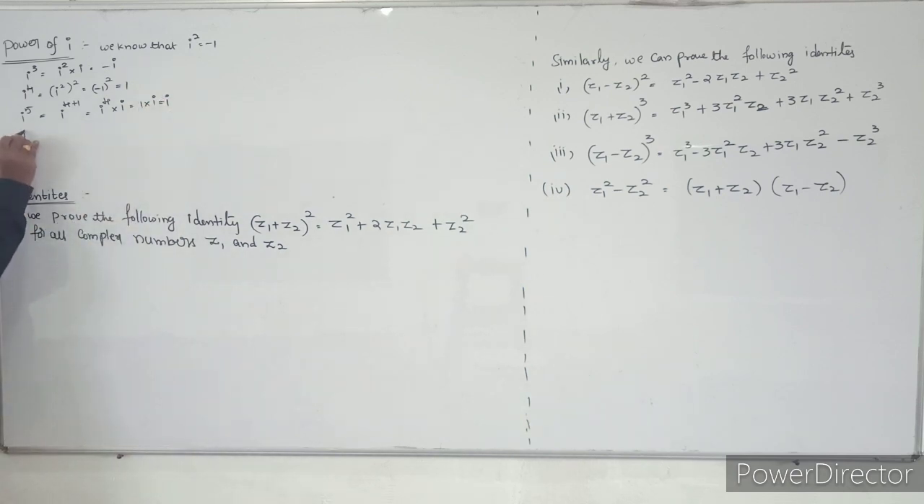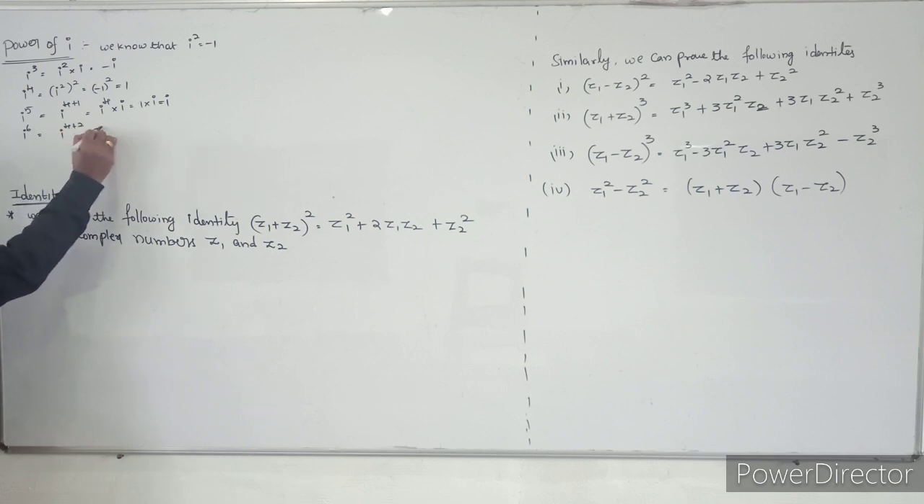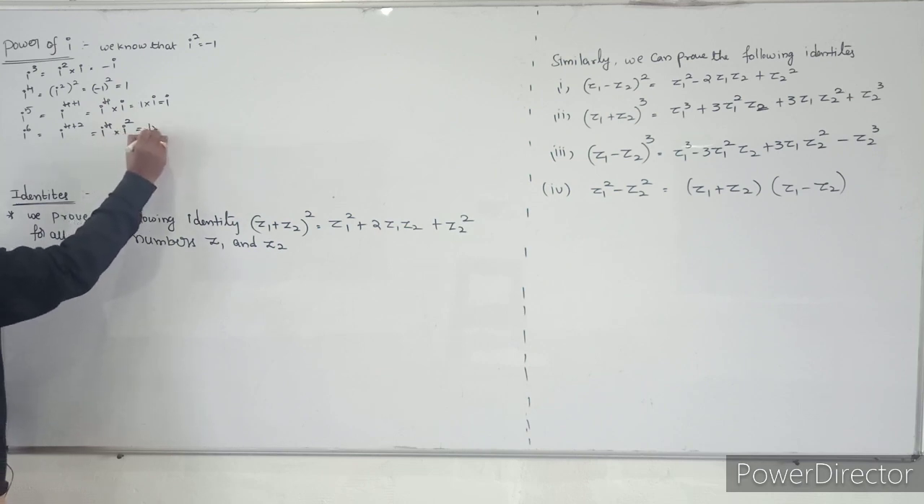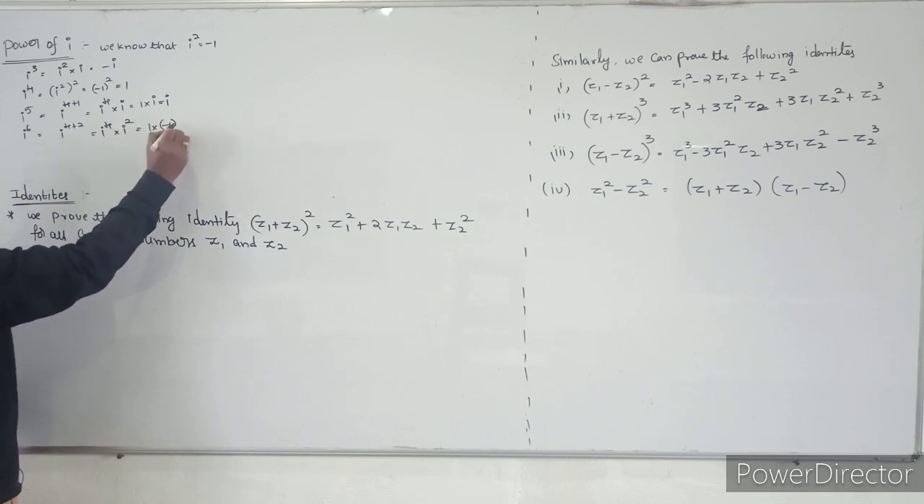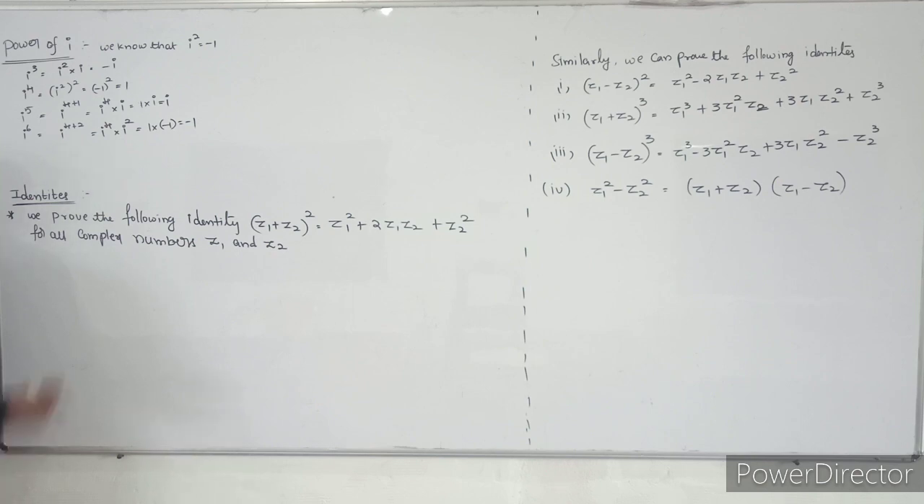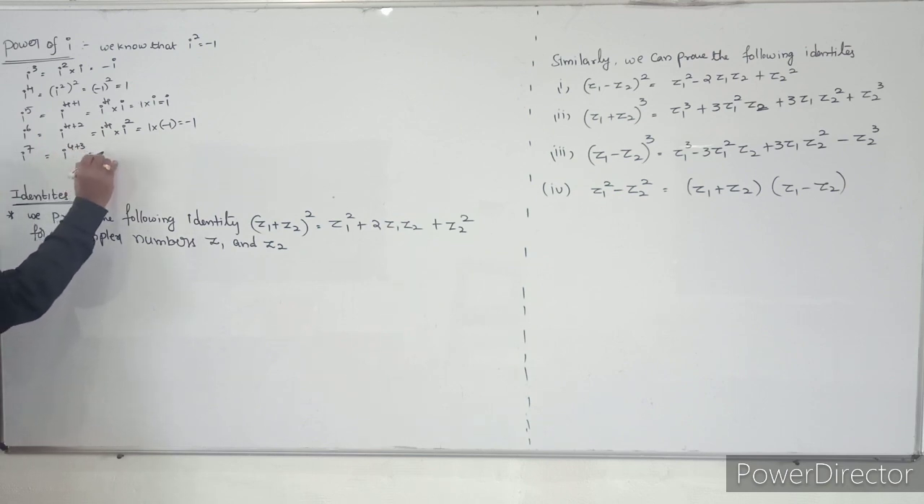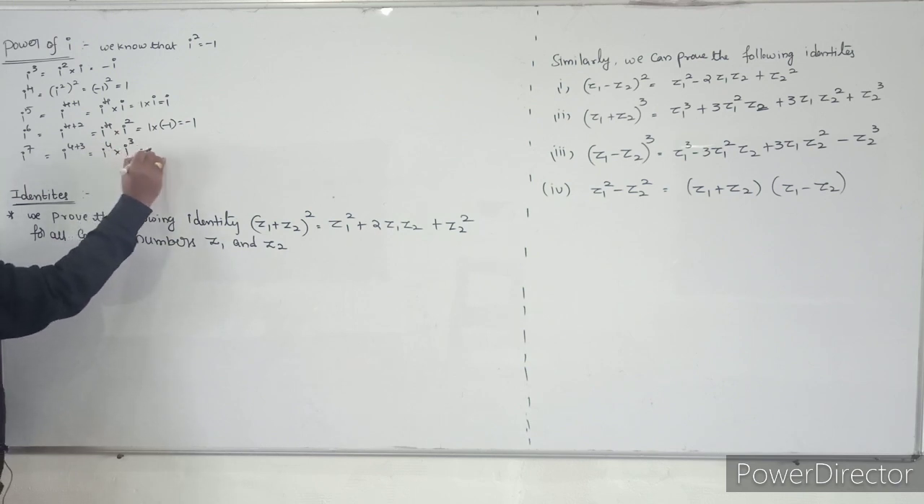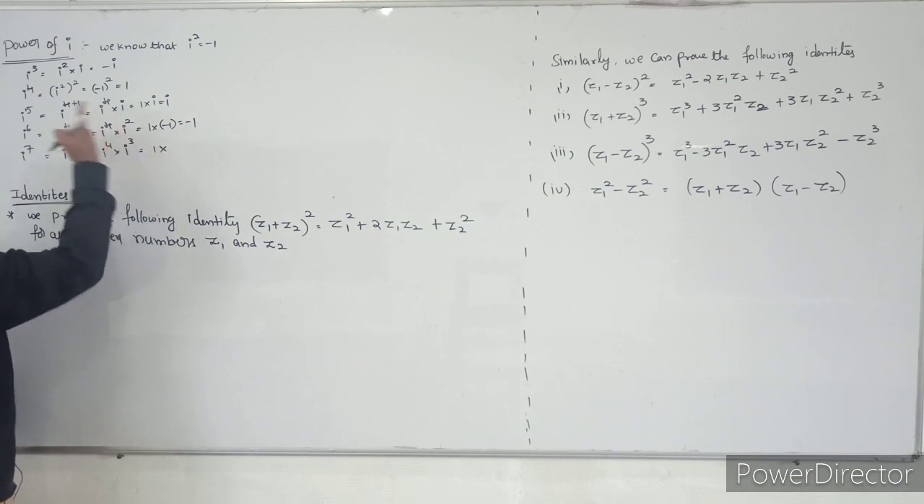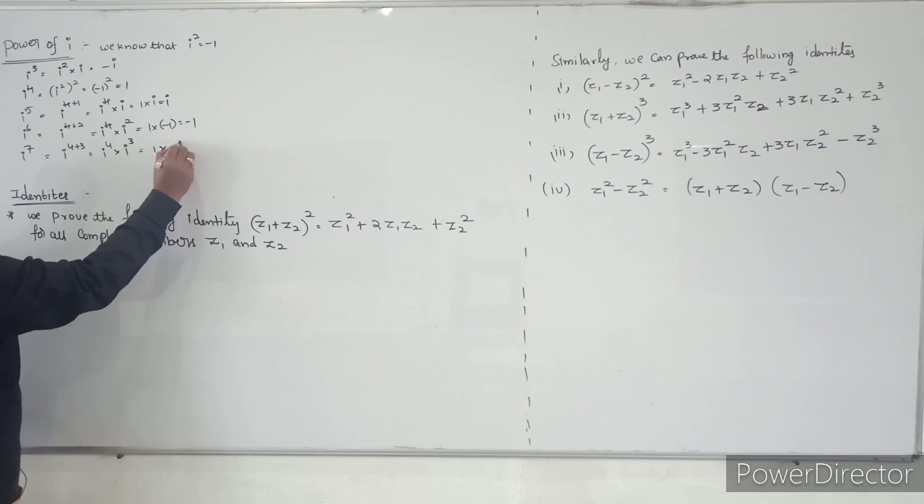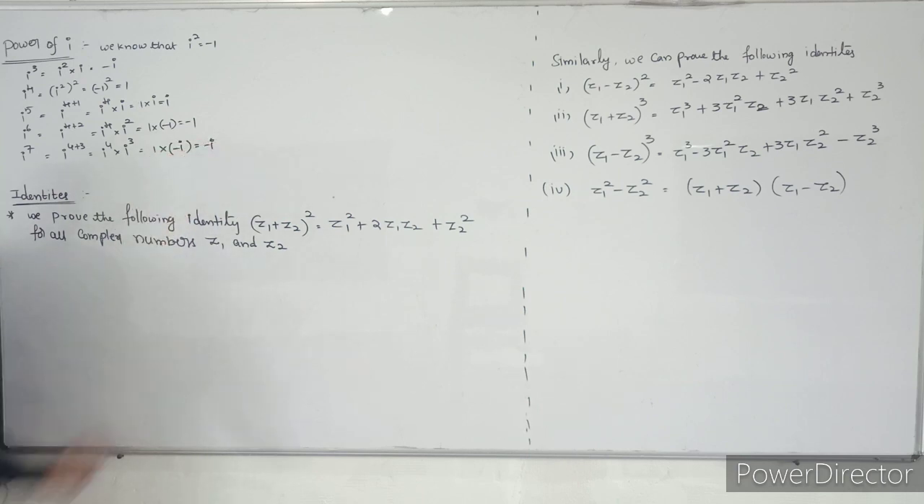So next, i power 6. What is that? I power 4 plus 2. So that is i power 4 into i square. I power 4 value is 1, i square value is minus 1, so it will become minus 1. So i power 7, what is this? I power 4 plus 3. So that is equal to i power 4 into i cube. I power 4 is 1 into i cube. I cube value is minus i, so it will become minus i.